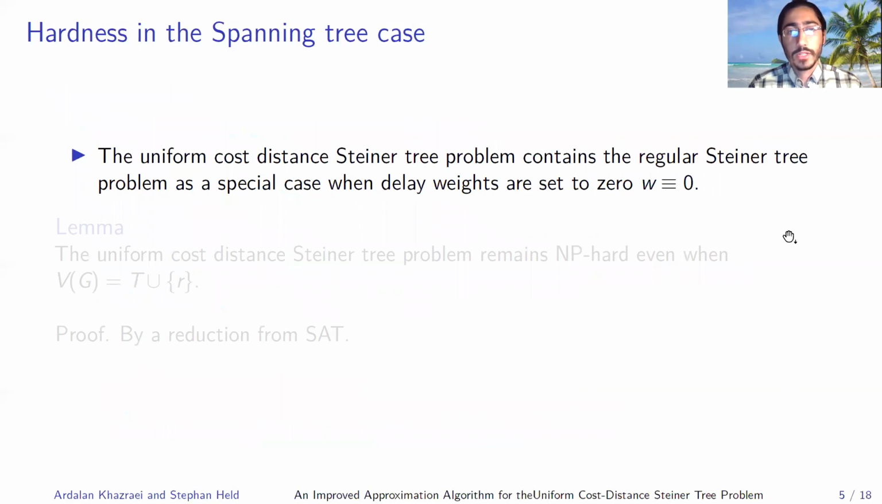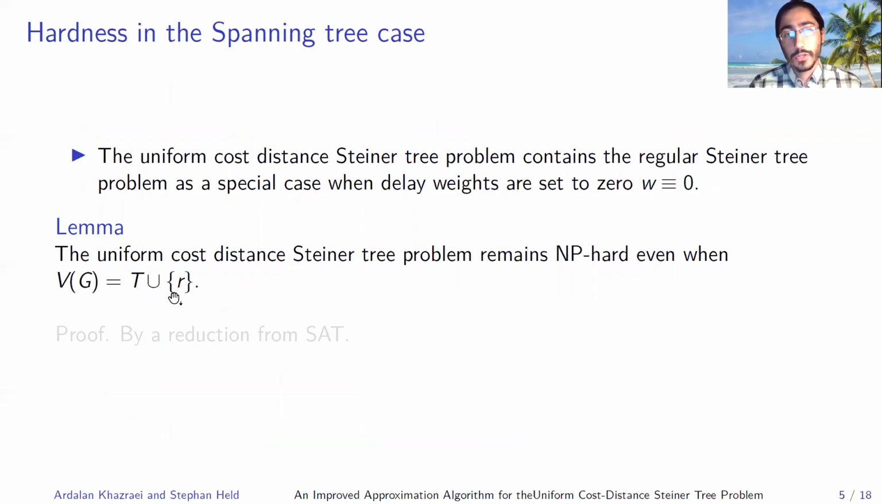So notice that the uniform cost-distance Steiner tree problem contains the regular Steiner tree problem as a special case when setting the delay weights to 0. And this directly implies that it's NP hard. However, if all the vertices other than the root are terminals, then this would render the Steiner tree into a spanning tree, whose problem would not be NP hard anymore.